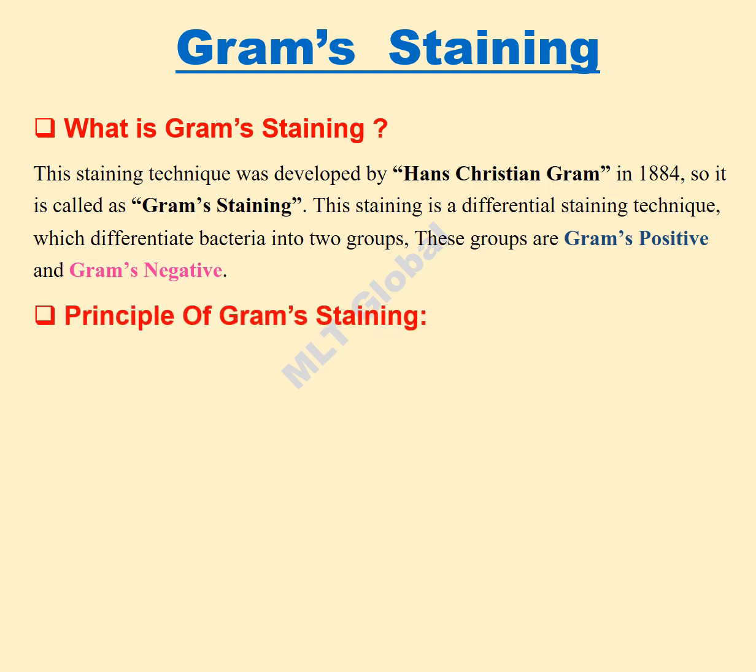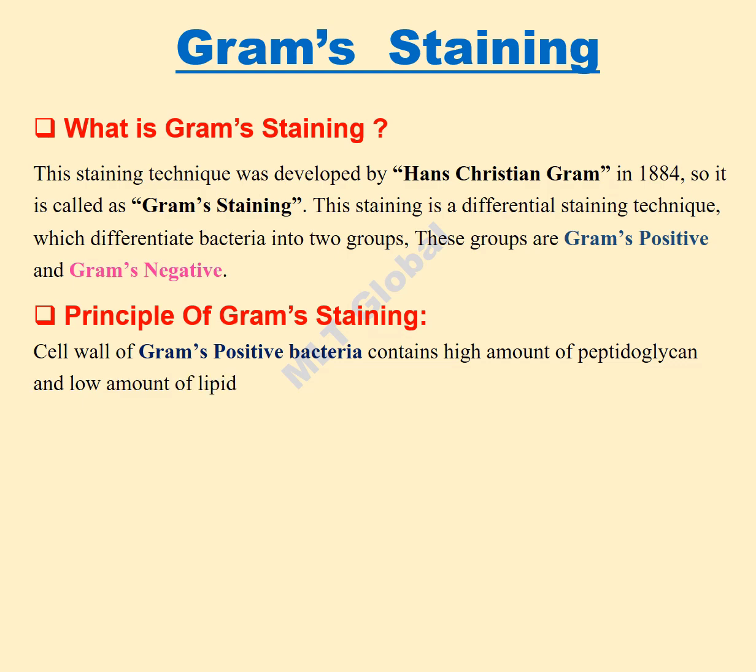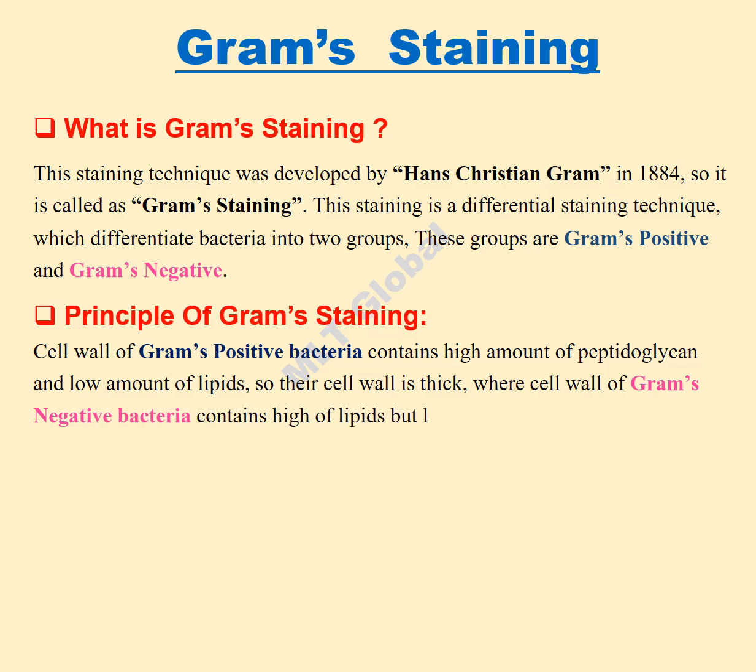Principle of gram staining. The cell wall of gram positive bacteria contains a high amount of peptidoglycan and a low amount of lipids, so their cell wall is thick, whereas the cell wall of gram negative bacteria contains a high amount of lipids but a low amount of peptidoglycan, so their cell wall is thin.